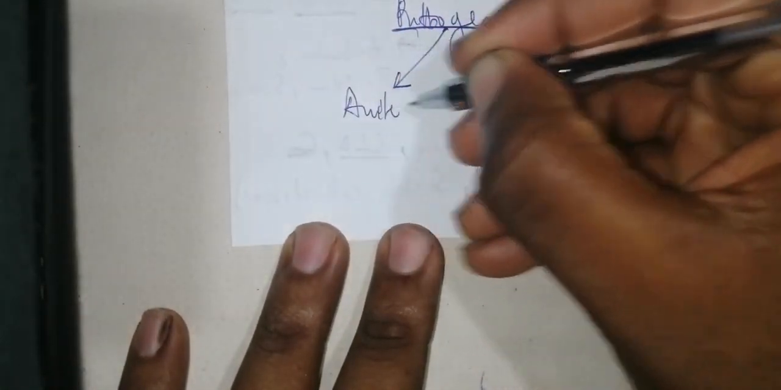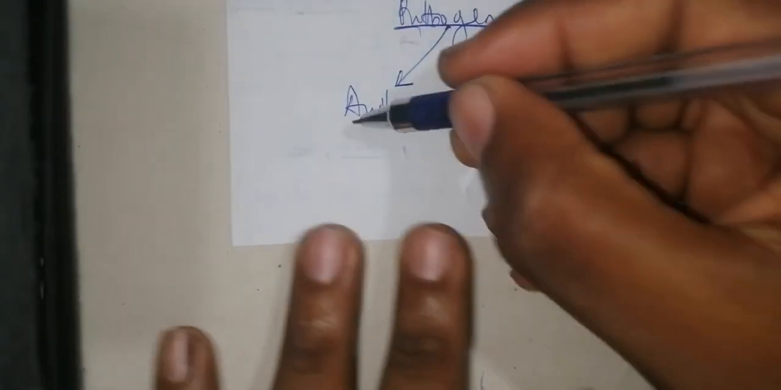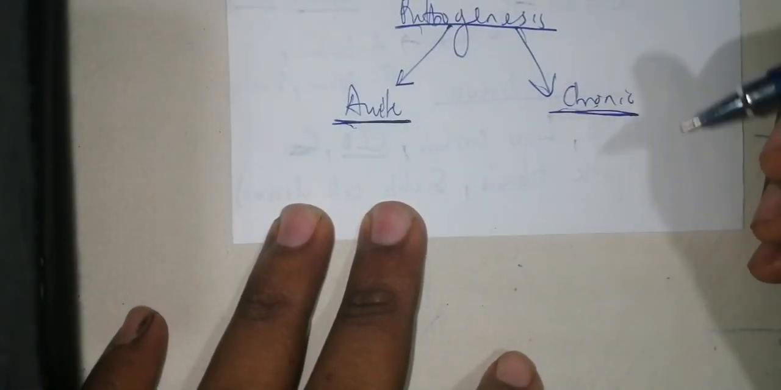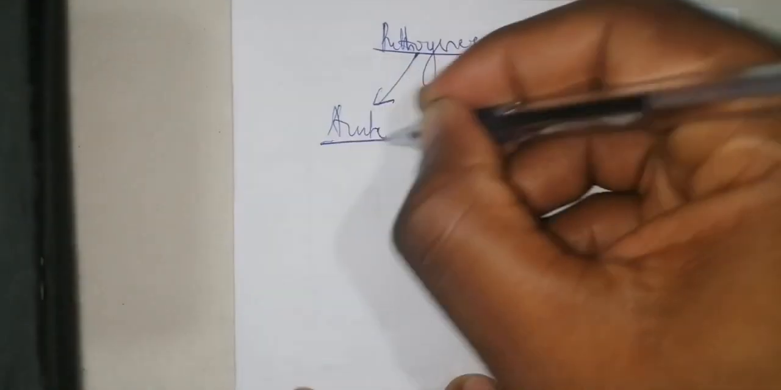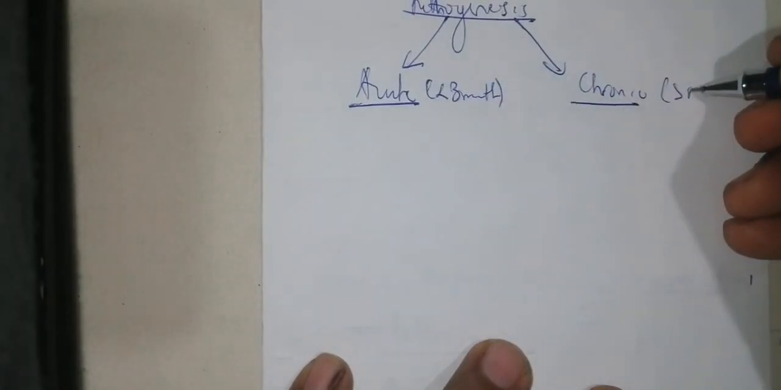Based on those 5 groups of malnutrition, we are going to have the pathogenesis divided into acute pathogenesis and chronic pathogenesis. Is it clear? So we have the pathogenesis resulting in acute malnutrition and the pathogenesis resulting in chronic malnutrition. Is it clear? Acute malnutrition occurs in less than 3 months, and chronic malnutrition occurs in more than 3 months.